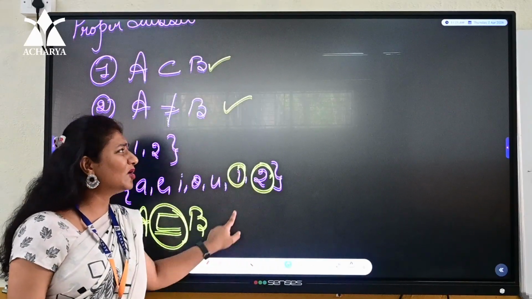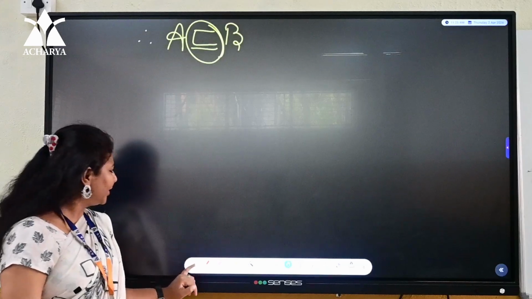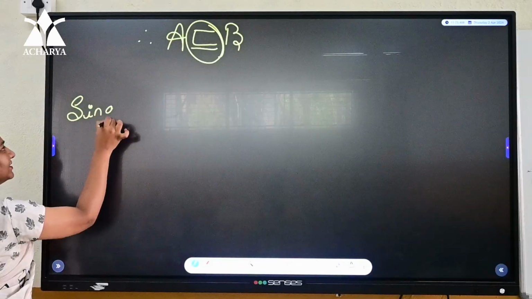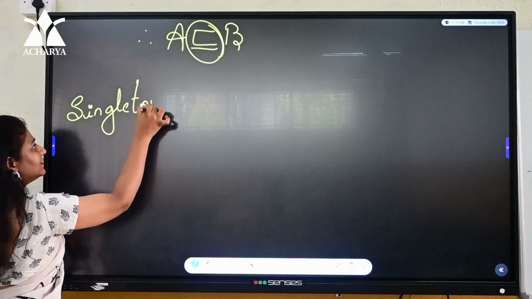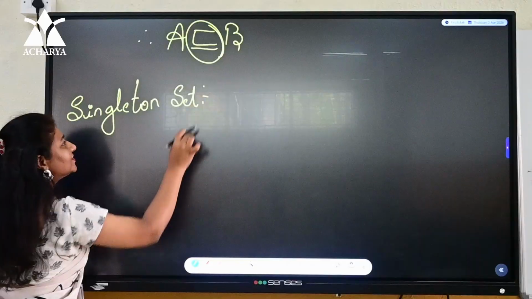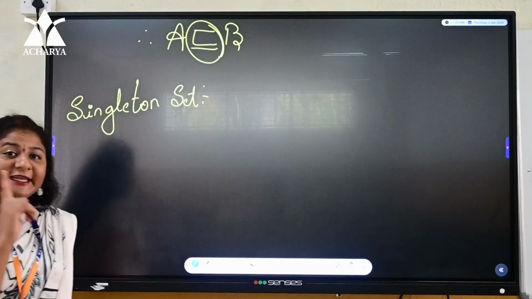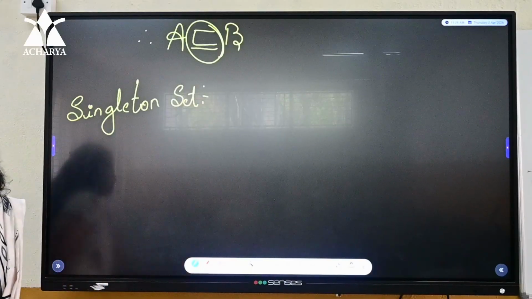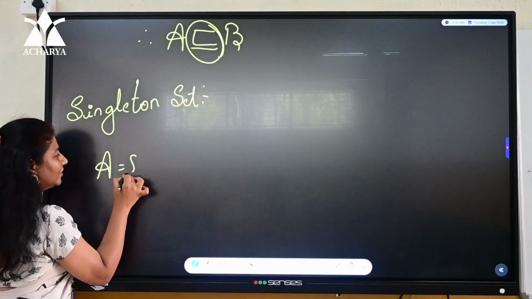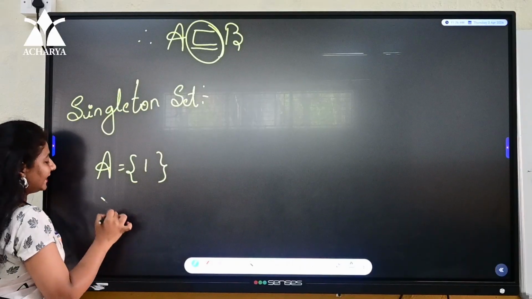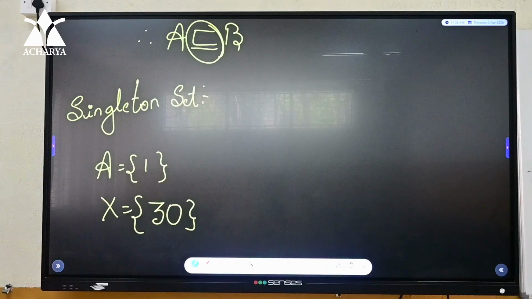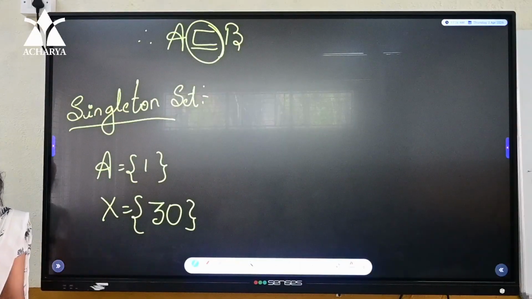Now, I have been telling about a singleton set. So what do you mean by singleton set? It is already given in the name only. A singleton set means any set should have only one element. For example, A is equal to {1}, or x is equal to {3}, or {30}. It may be anything, but it should carry a single element. Then it is called a singleton set.